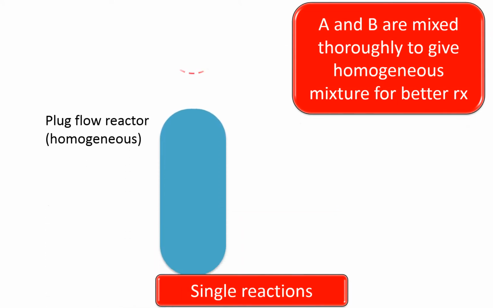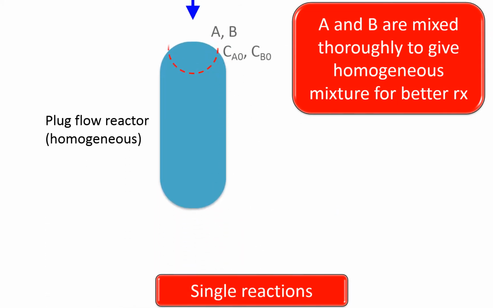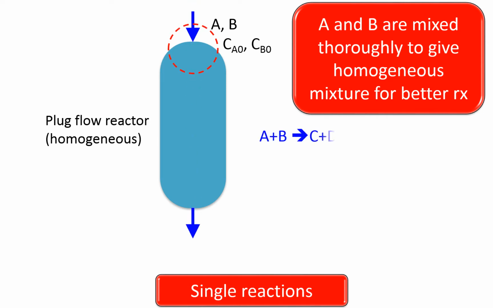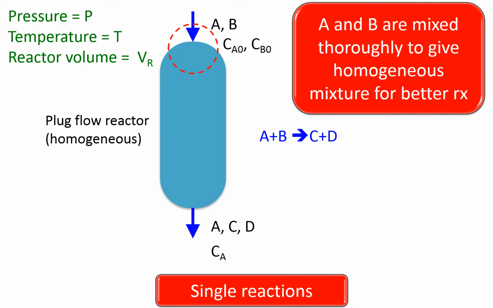Shown here is a homogeneous PFR involving a single reaction. Reactants A and B react to form C and D. A is partially converted and B is completely converted. So the reactor outlet contains A, C and D.